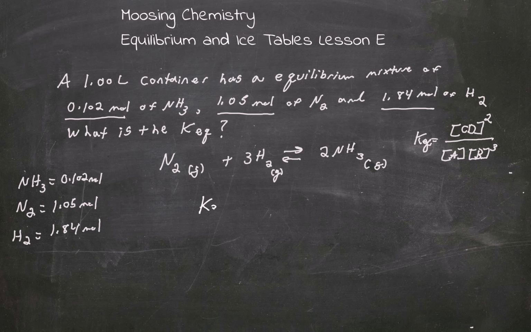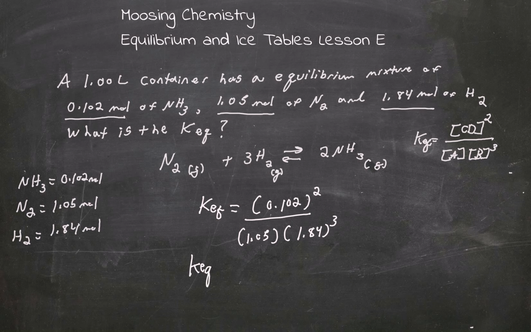So Keq equals, and CD is squared, so the value is going to be 0.102 squared over our A, which is our nitrogen, 1.05, and then we're going to cube our hydrogen, 1.84. We're going to cube it. Now we're going to do some math, so let me get my calculator.